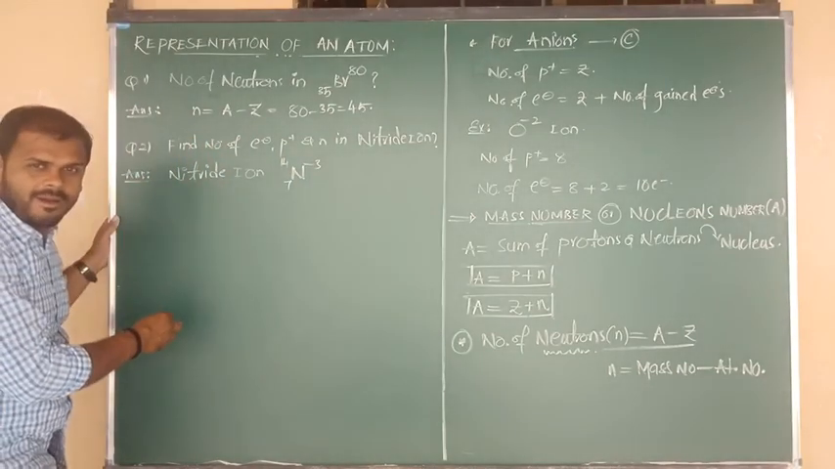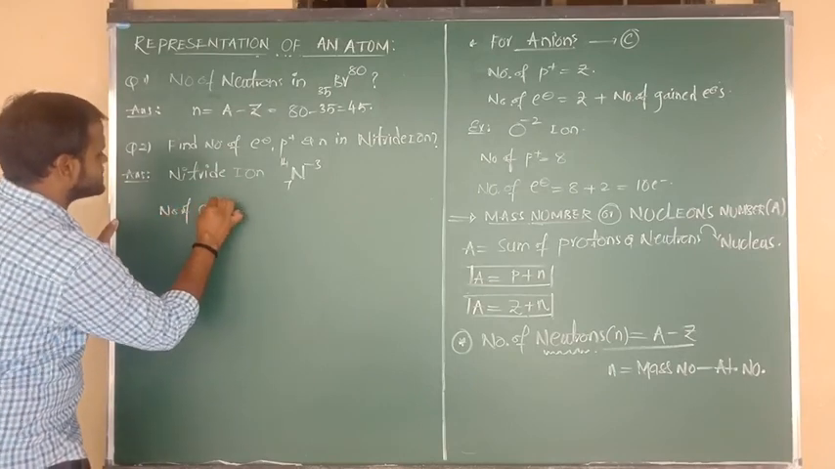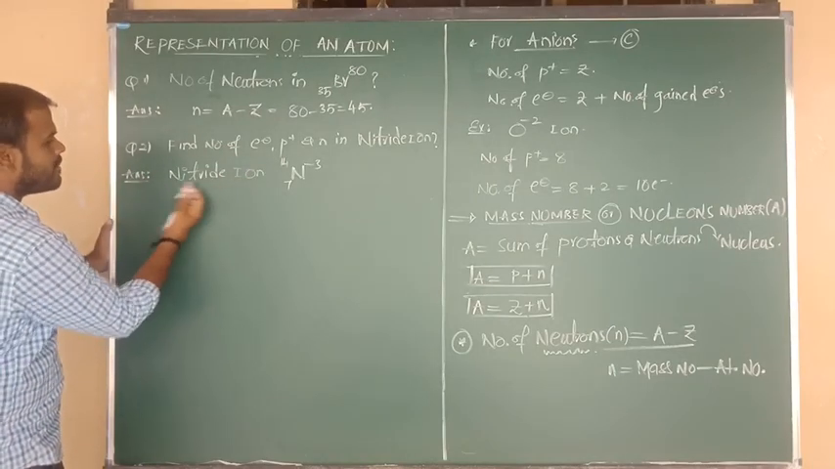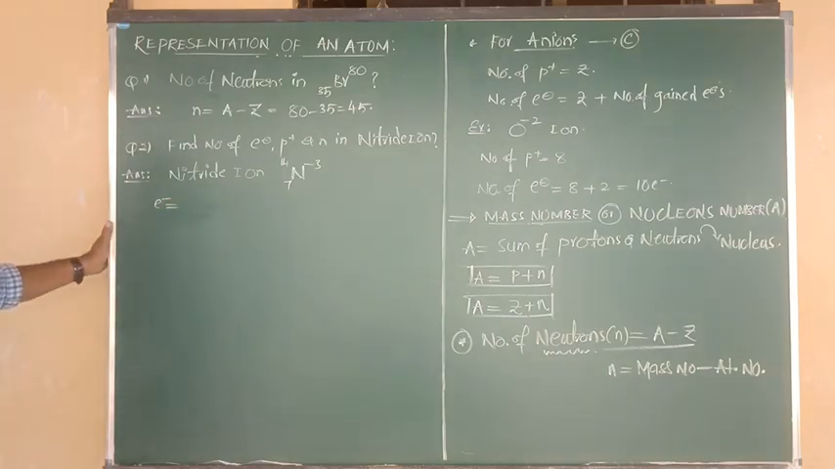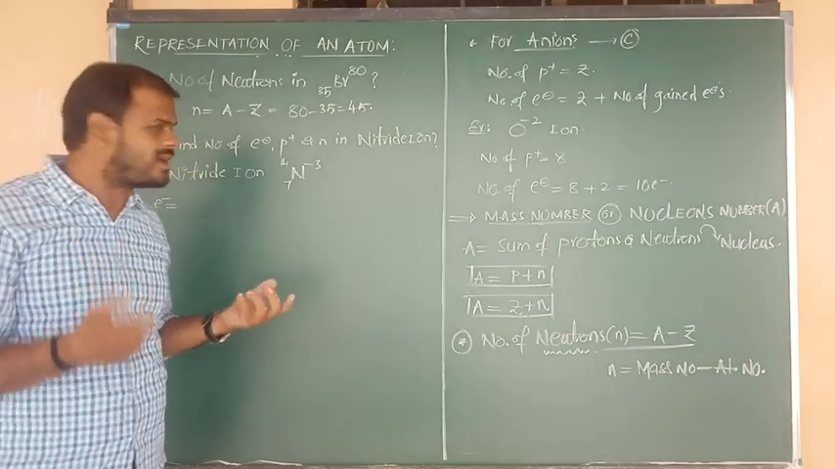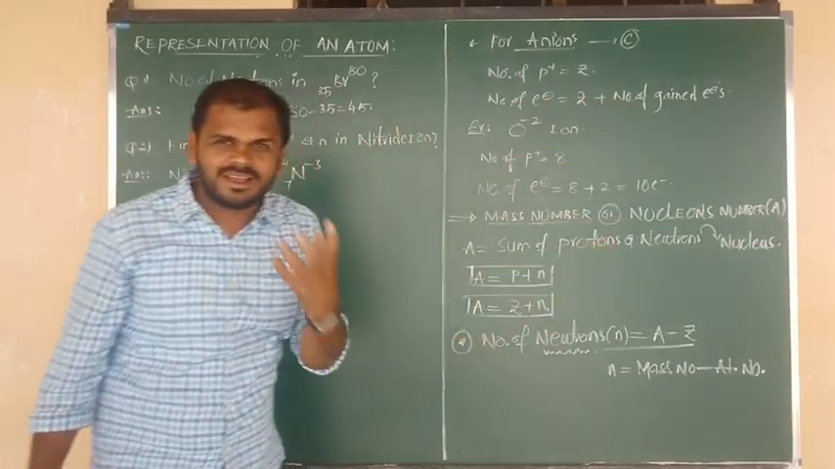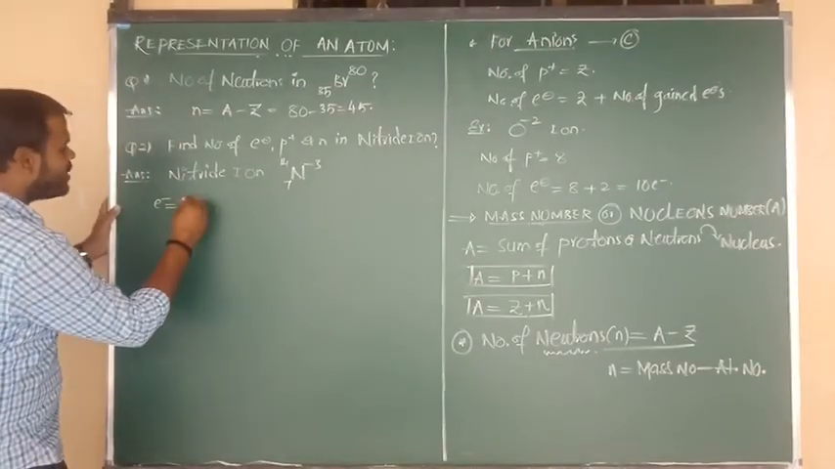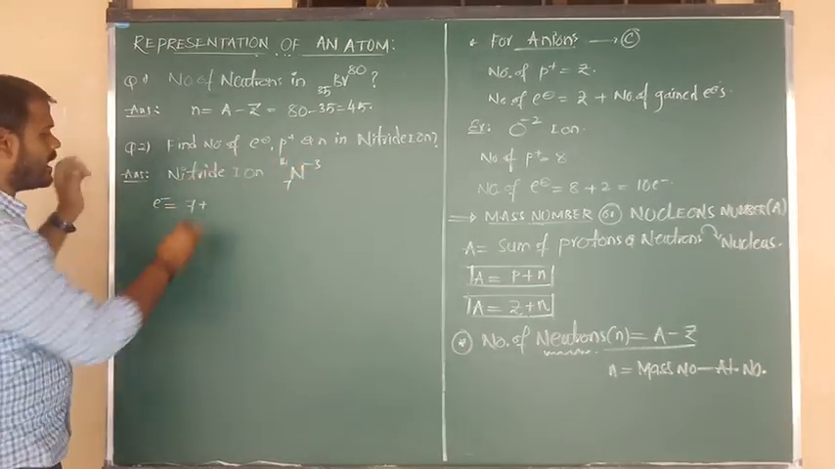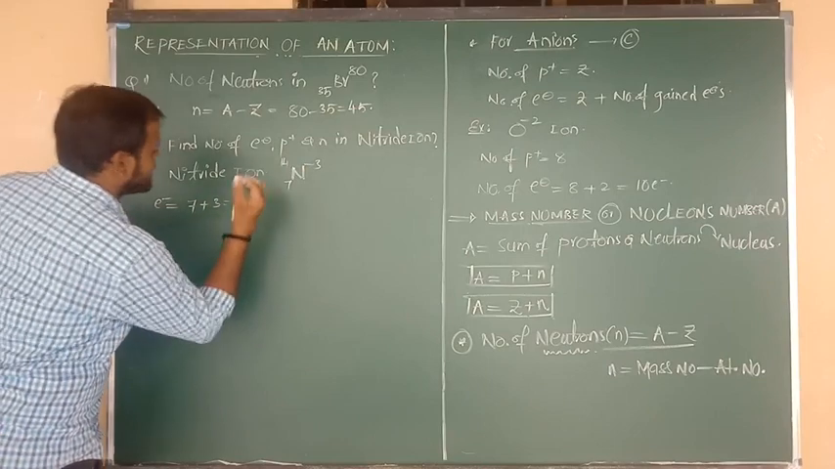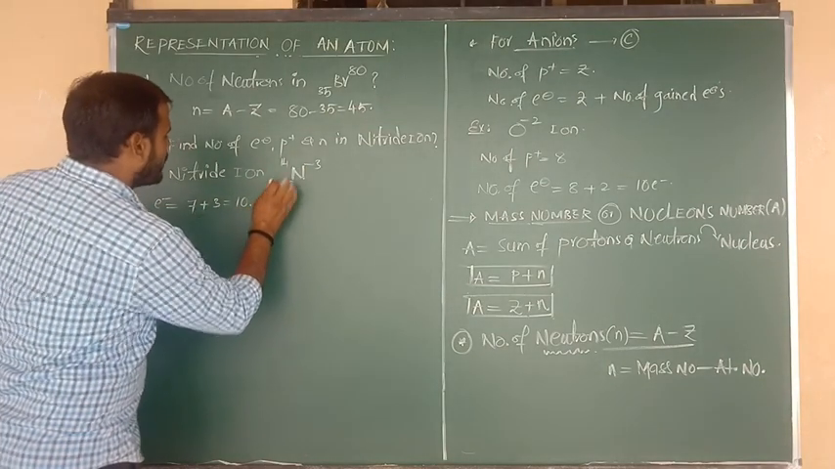Now in this nitride ion, I am going to consider the number of electrons. What is the formula to calculate the number of electrons? This is an anion, so it is Z plus the number of gained electrons. The Z value is 7, and minus 3 means it gains 3 electrons. So in total we have 10 electrons. Number of electrons is clear.